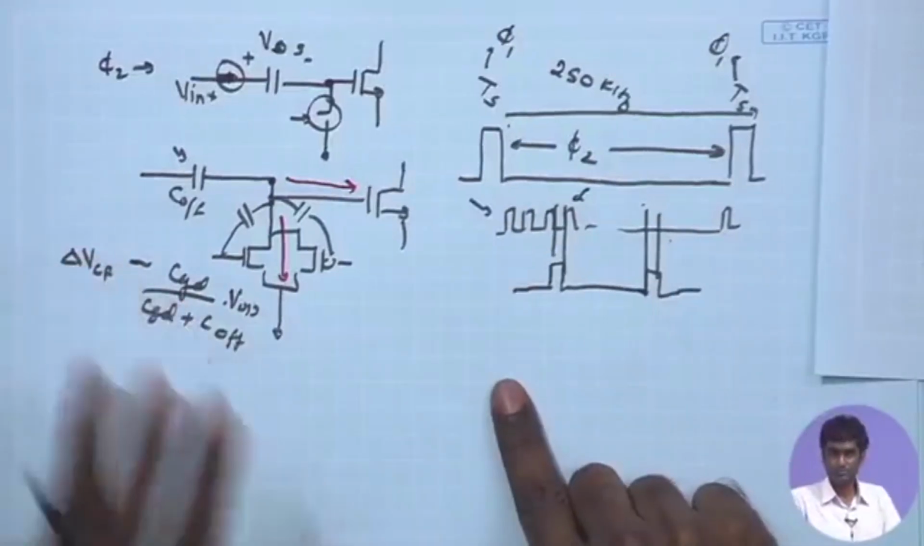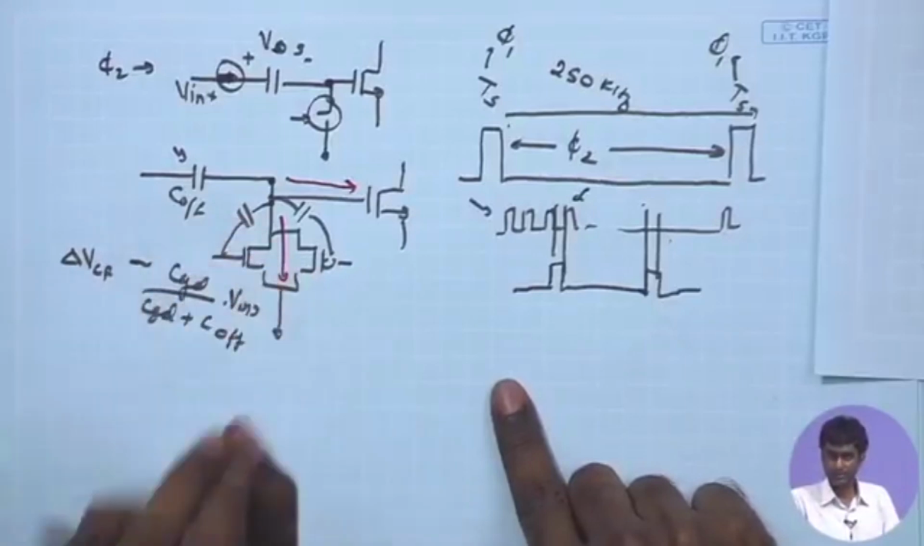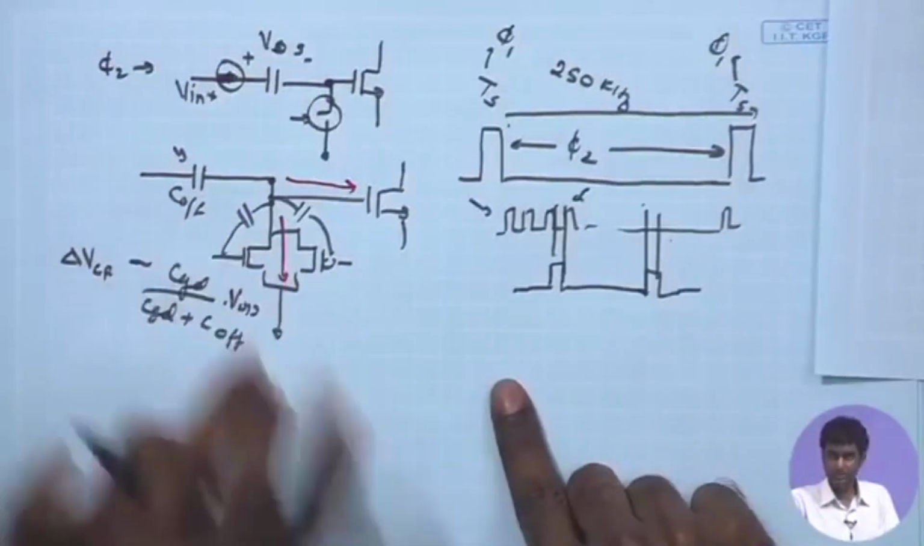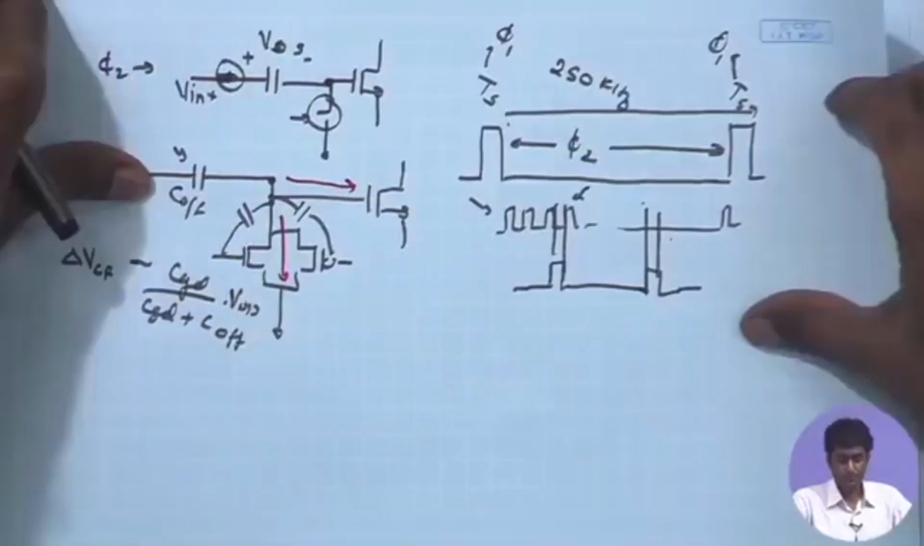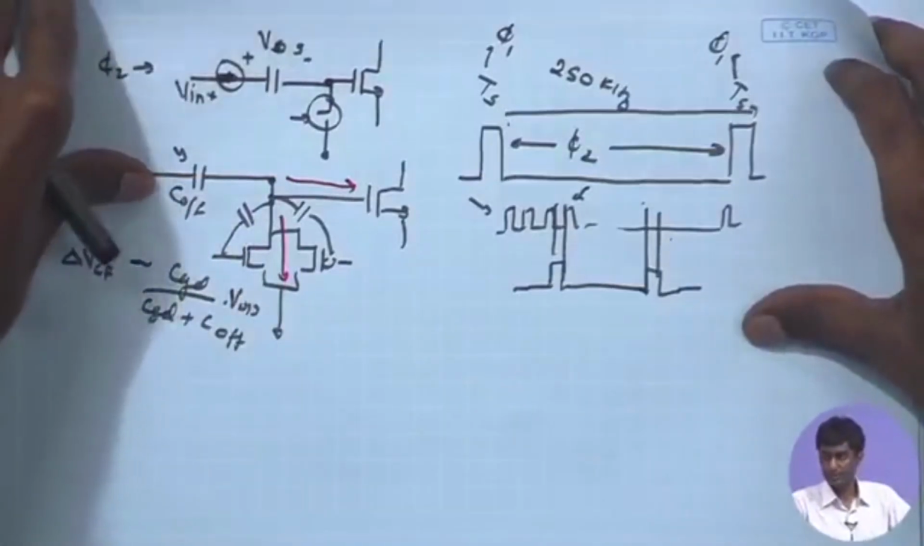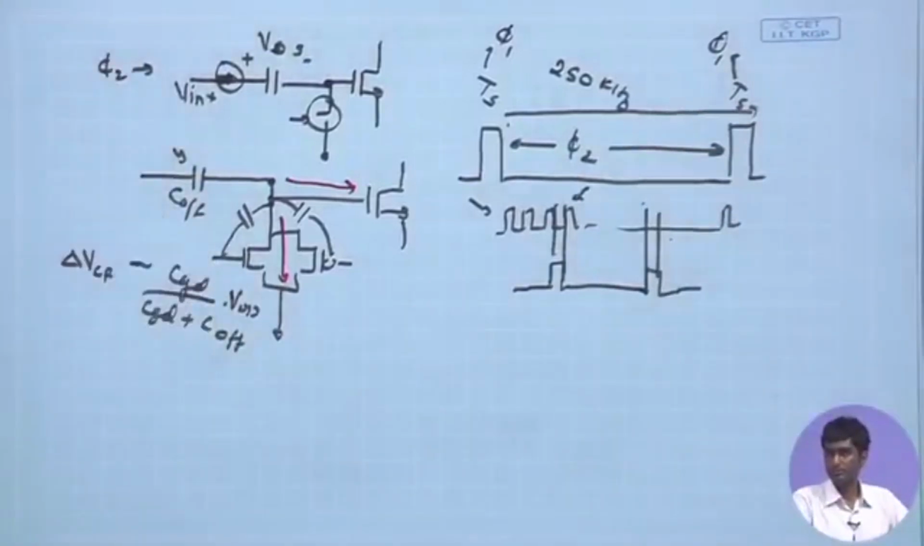Any question related to this discussion? This is simple enough. We are just looking at the non-idealities of the switches and trying to recall our discussion that we had for the sampling switch. Any issues? Sir? Yes. What about the effect of charge injection of the other switch?